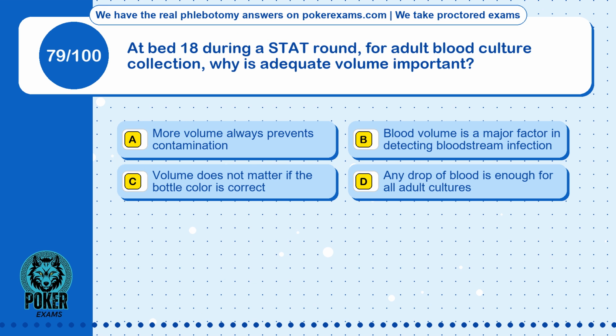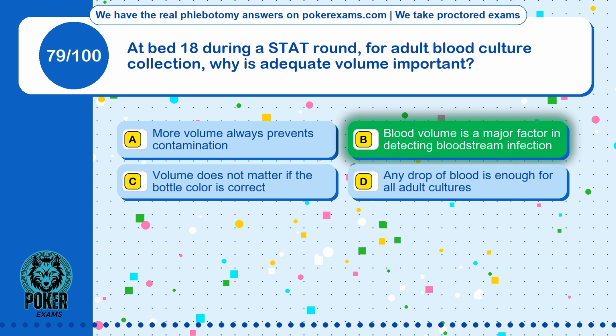Question 79. At bed 18 during a stat round, for adult blood culture collection, why is adequate volume important? Option A. More volume always prevents contamination. Option B. Blood volume is a major factor in detecting bloodstream infection. Option C. Volume does not matter if the bottle color is correct. Option D. Any drop of blood is enough for all adult cultures.